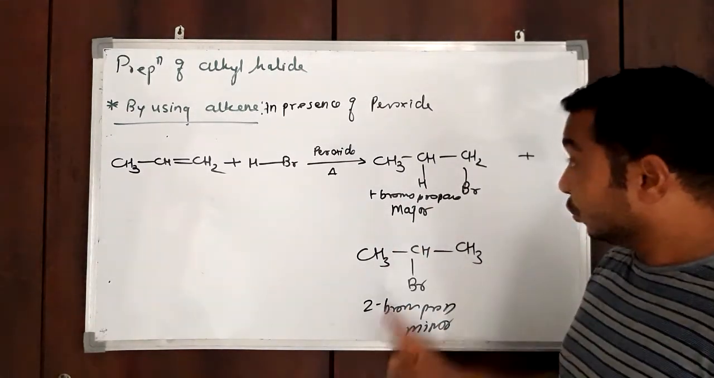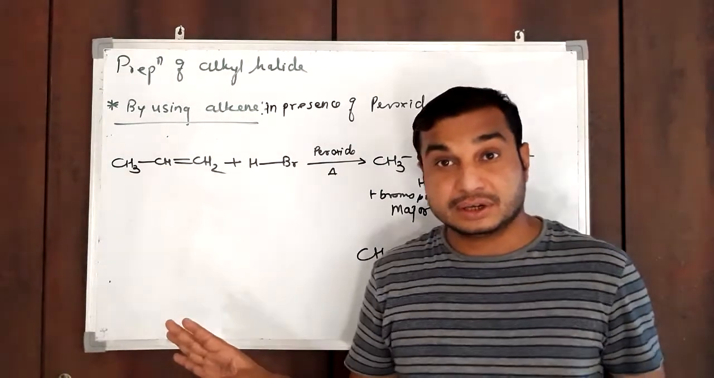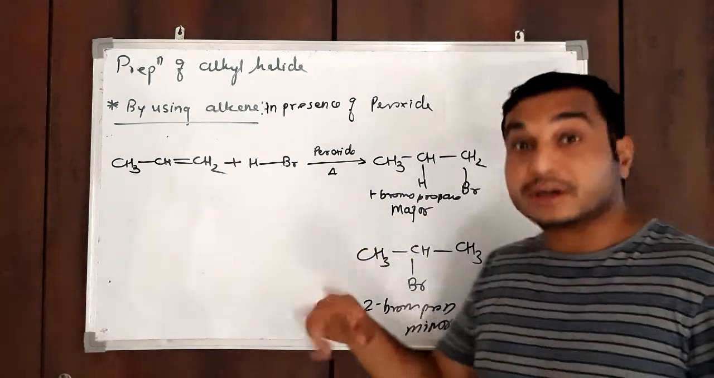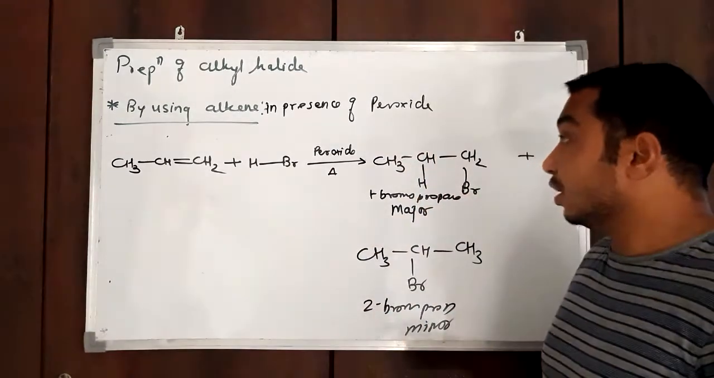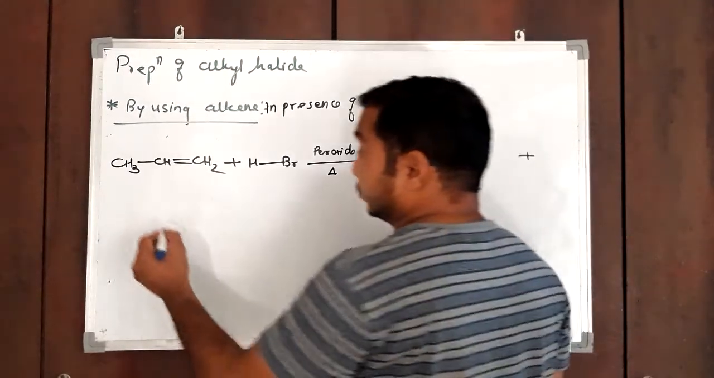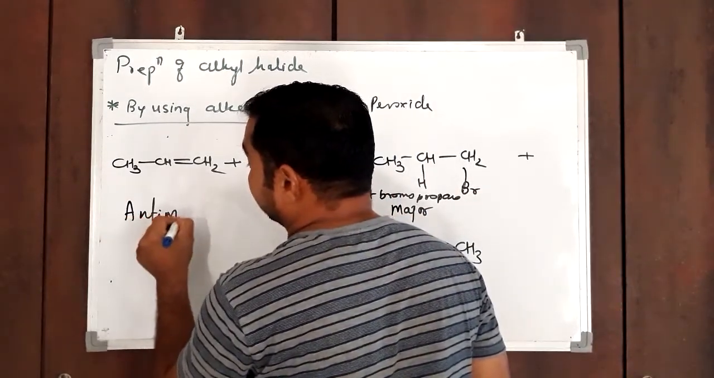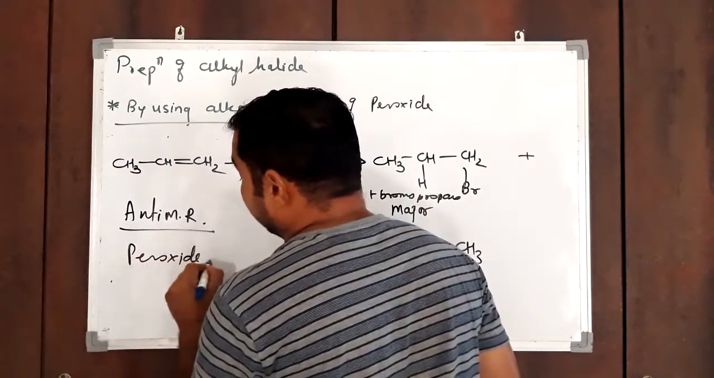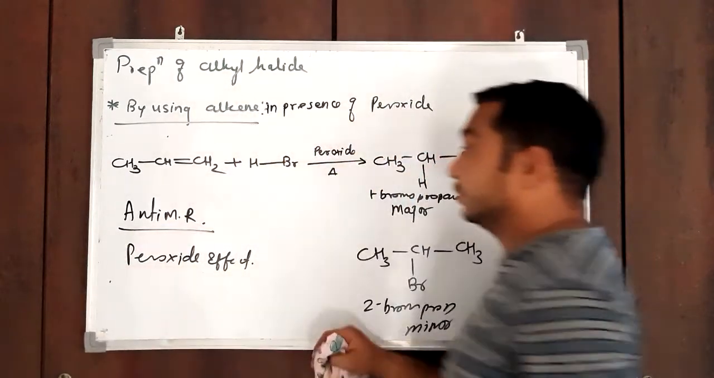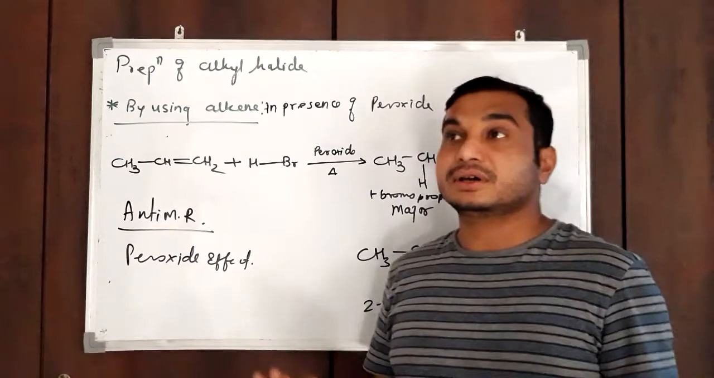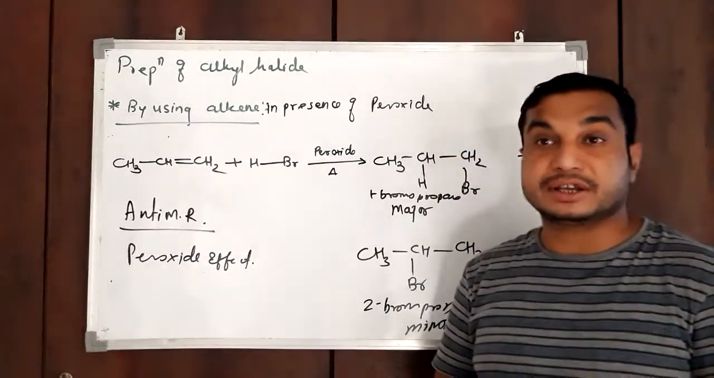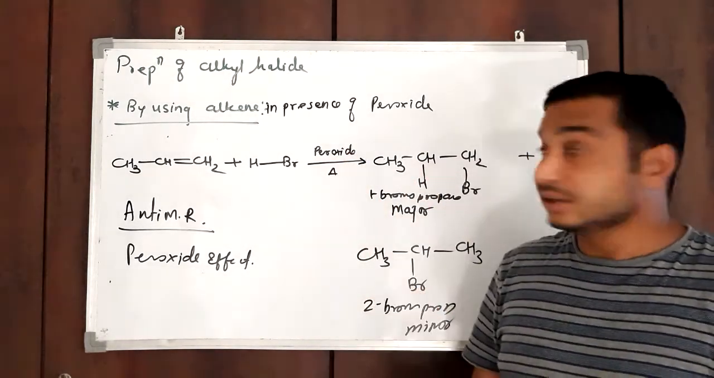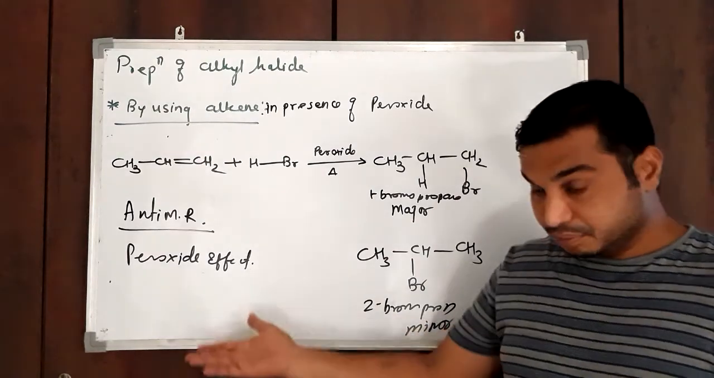This happens only due to the presence of peroxide. In the absence of peroxide, you have to follow Markovnikov's rule. But in the presence of peroxide, the major product is reversed. That is called anti-Markovnikov's rule, or the peroxide effect. This method is normally used for the preparation of alkyl halides by using an alkene and a hydrogen halide.